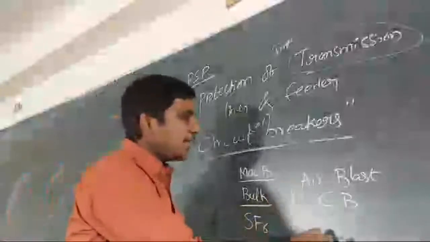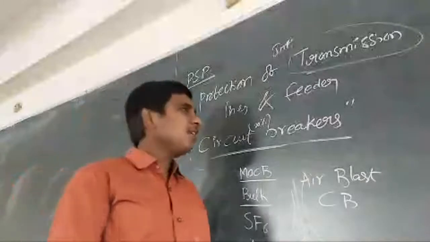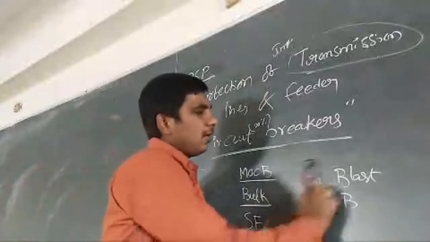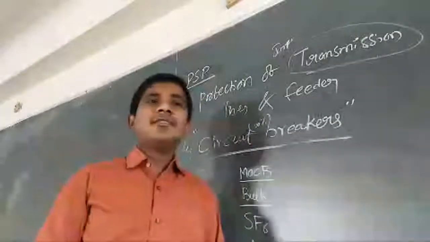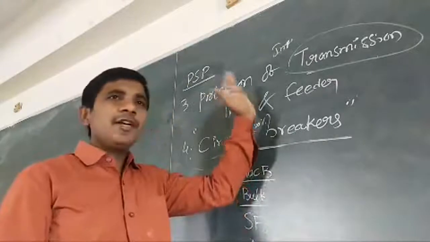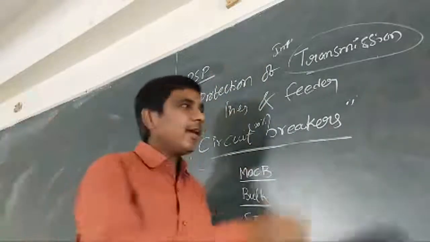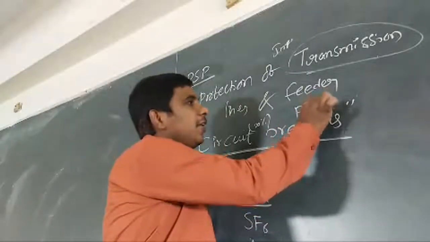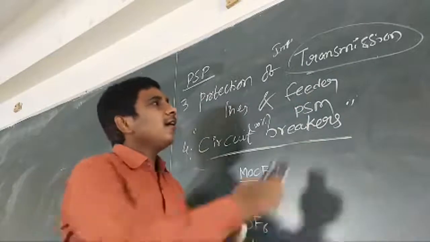Arc can be quenched in air also by blasting air, that is the air blast circuit breaker. Different types of circuit breakers will be studied in unit 4. The diagrams, how the circuit breaker operates, are very important, and some numerical problems will also come. What is a relay, what is the relay operating time, what is the plug setting multiplier (PSM), the time setting multiplier (TSM) of a relay, all come under unit 1.